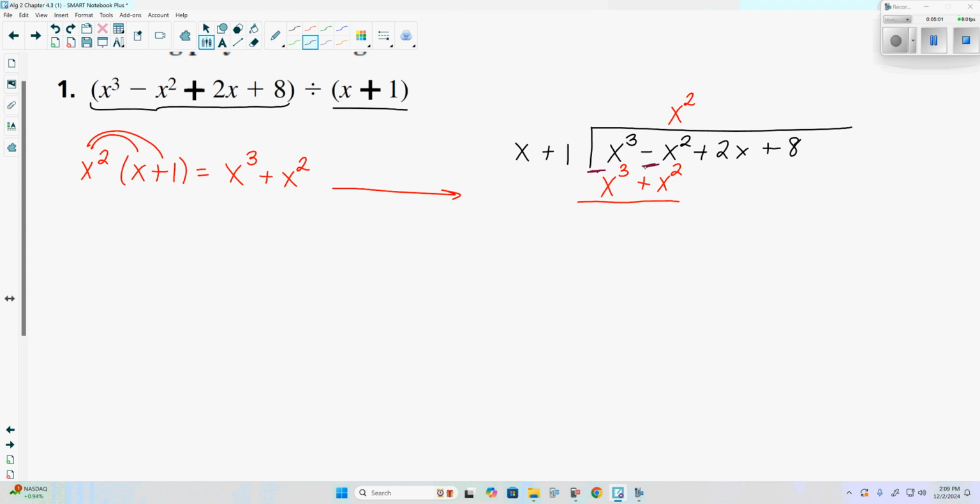And we're going to subtract. x cubed minus x cubed is 0. Yes, because x cubed minus x cubed is indeed 0. It's gone. Now we'll move on to the next one. Negative x squared minus x squared. Negative 1 minus 1 would be negative 2x squared.